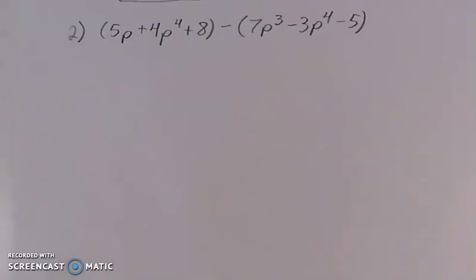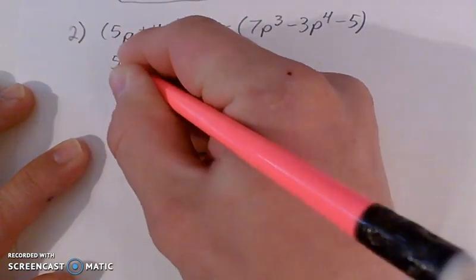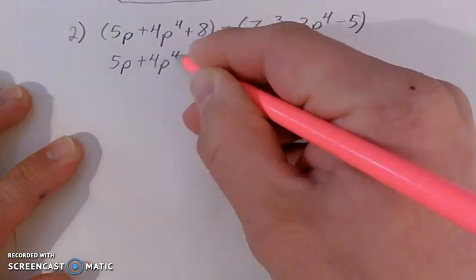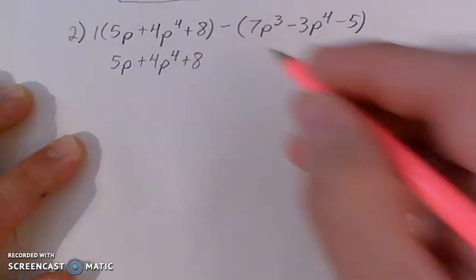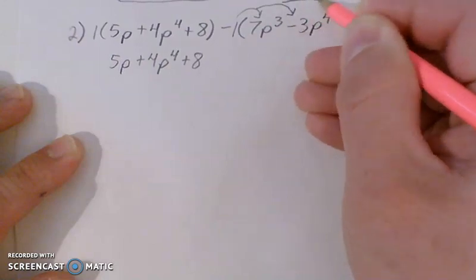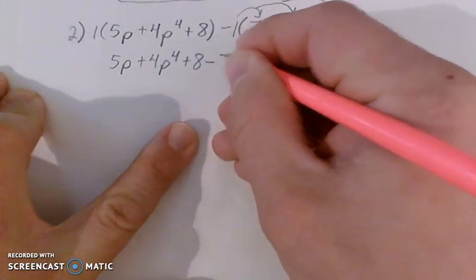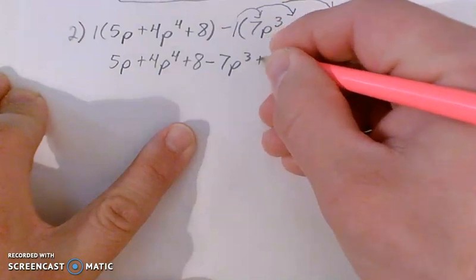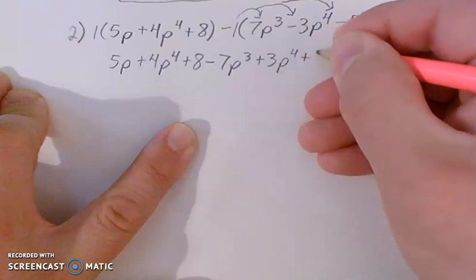On this problem, we're still simplifying. The difference is that this is a subtraction problem. So the first thing I want to do is just distribute that out. So 5p plus 4p to the fourth plus 8 will actually remain the same because you're distributing a 1 to all of those. Now here you're distributing a negative 1 to all three terms. So it is going to flip every single sign that you see. So it will be negative 1 times 7p to the third will be minus 7p to the third. Negative 1 times negative 3p to the fourth will be positive 3p to the fourth. And negative 1 times negative 5 will be positive 5.